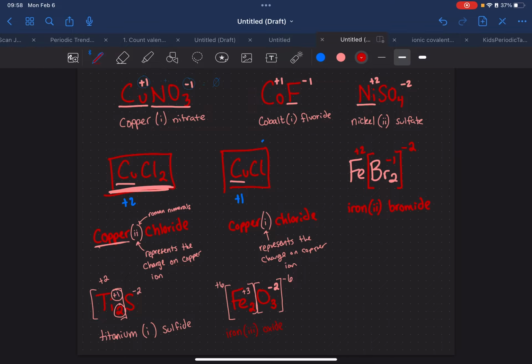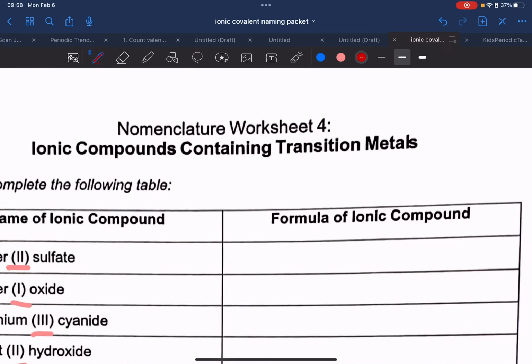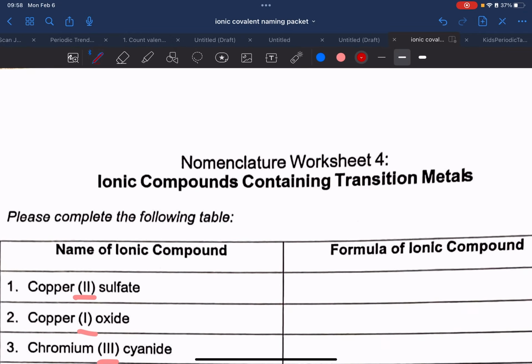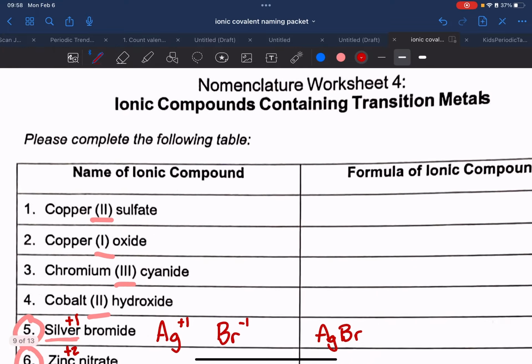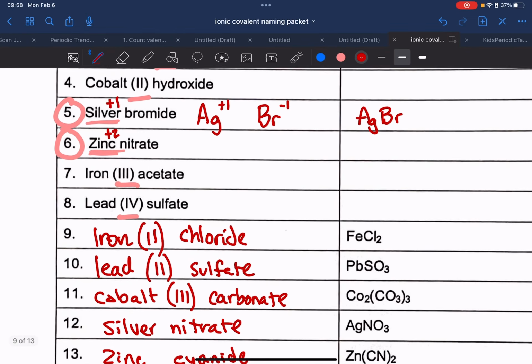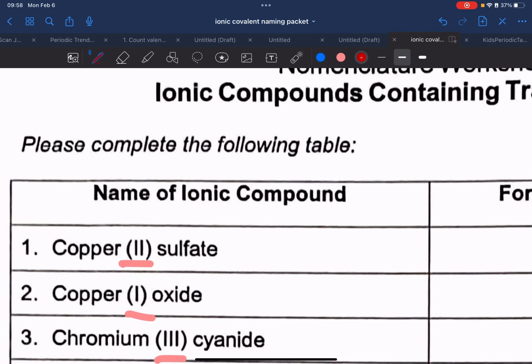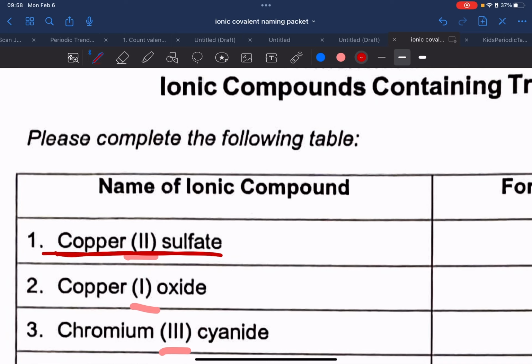Okay, so I'm going to set you loose on this page of your packet, ionic compounds containing transition metals. And you can see that the first 8 are going to be giving you the name, and you have to write the formula, which might be a little bit easier than the other way around.